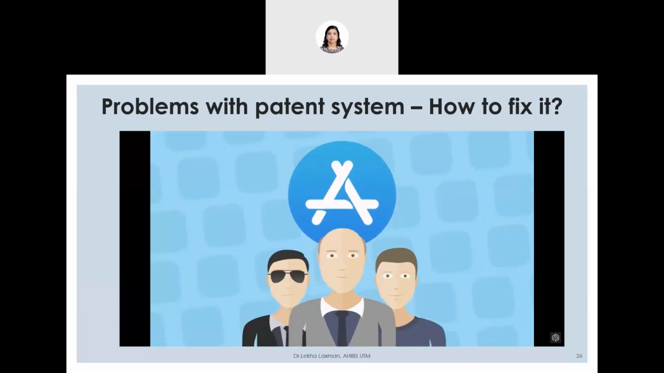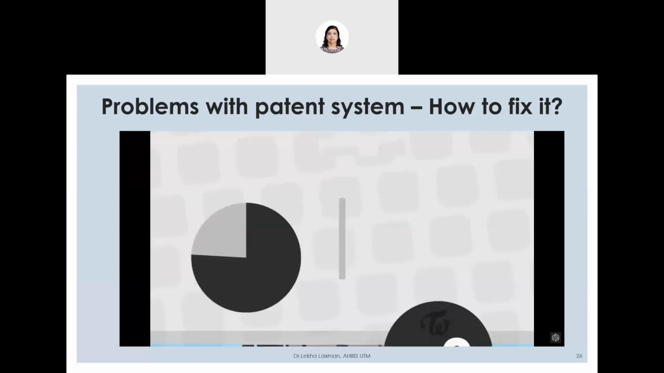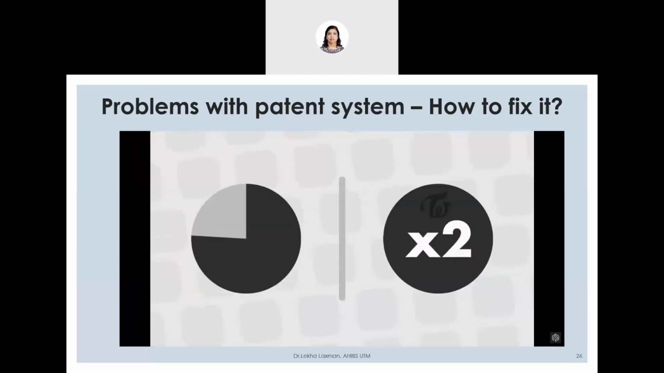An invention is an invention, whether it's made of gears or ones and zeros. But you'd be wrong. With software, the problems are 10 times worse. They account for 75% of all troll lawsuits and are twice as likely to be litigated.